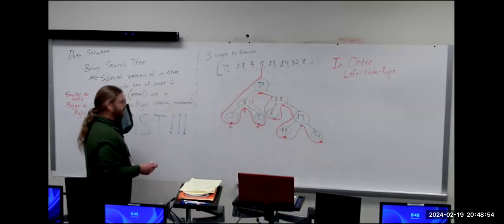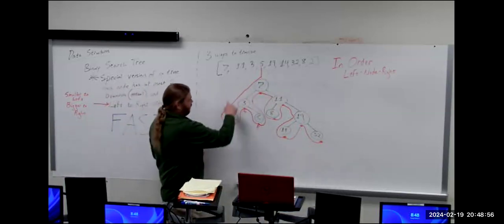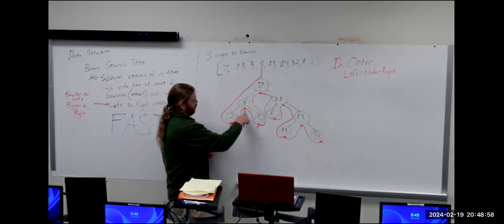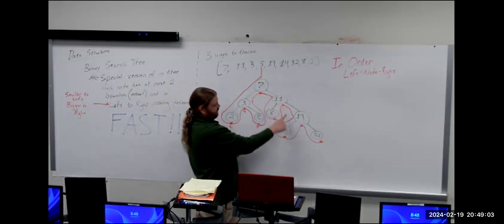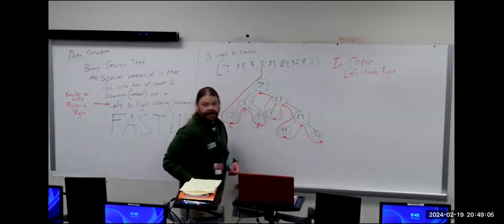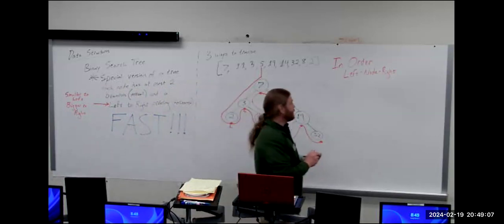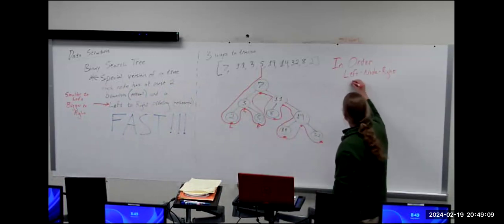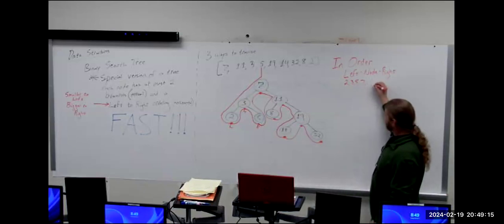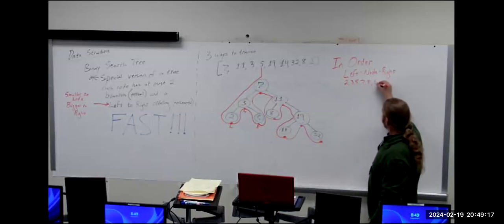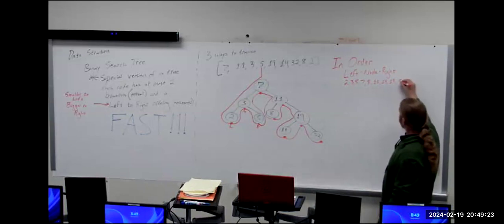And notice the order we get there. We go left all the way. We got 2, 3, 5, 7, 8, 11, 14, 19, 32. So we put all of our elements in order. 2, 3, 5, 7, 8, 11, 14, 19, 32.